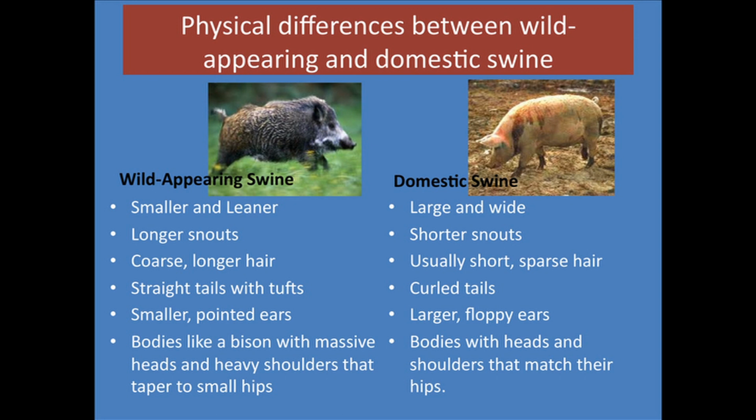Domestic swine are large and wide. They have shorter snouts. They usually have short, sparse hair. They have curled tails. They have larger, floppy ears. They have a body with head and shoulders that match their hips.